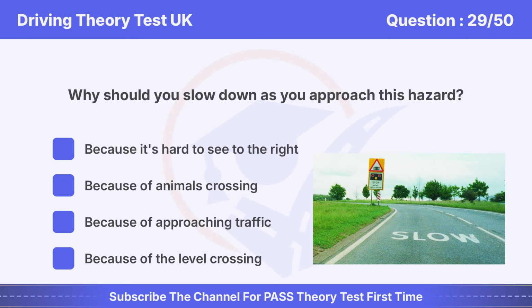Question 29. Why should you slow down as you approach this hazard? Option A. Because it's hard to see to the right. B. Because of animals crossing. C. Because of approaching traffic. D. Because of the level crossing.